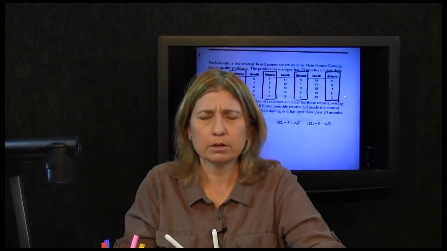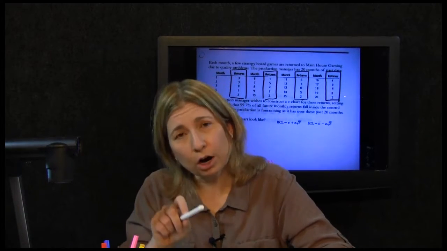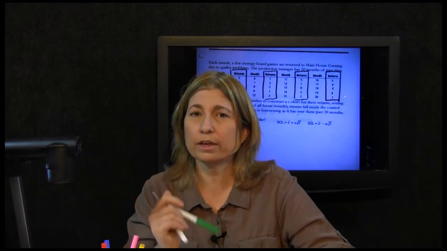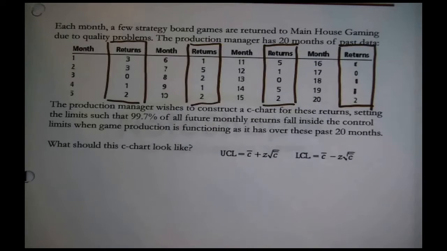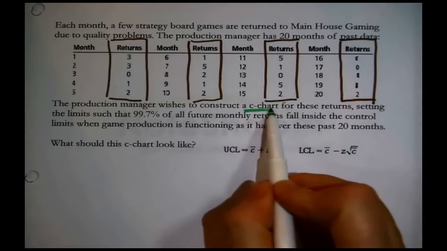Oh, okay. Now, what are we going to do? Notice we're starting with data while things are normal, 20 months worth. And we are going to create a chart in which they can plot how many games got returned this month, each month in the future, to keep an eye on this. All right, now, there is a little bit of information below the historical data. The production manager wishes to construct a C chart for these returns. All right, then we were just saying we were going to do that, yeah.